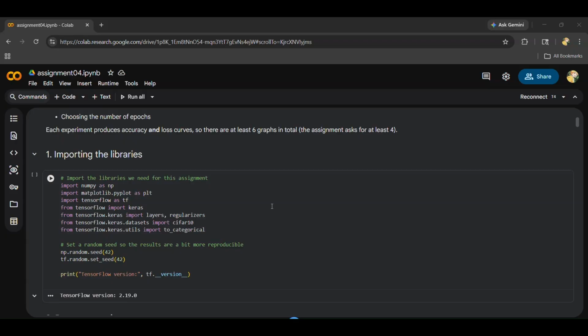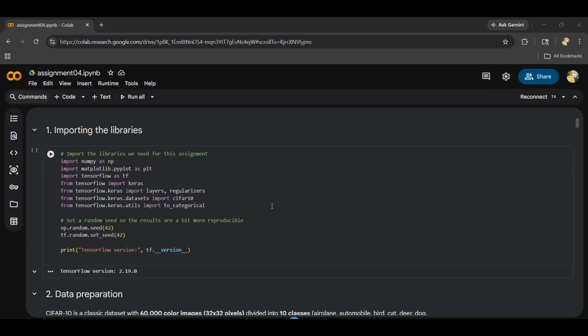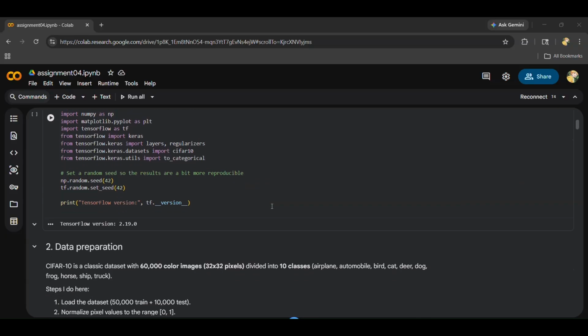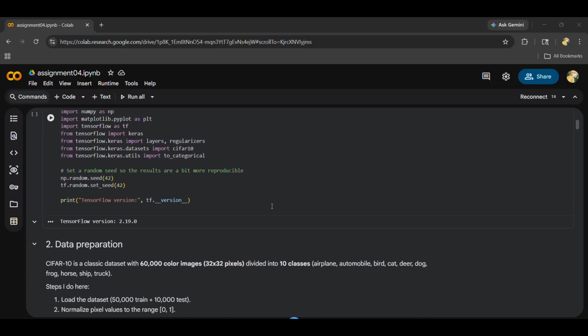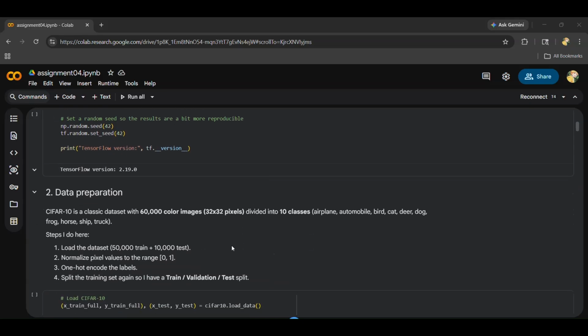Here I have imported the libraries we needed for this assignment. Now I used the CIFAR-10 dataset, which is 60,000 smaller color images across 10 classes like airplane, cat, dog, ship and truck.